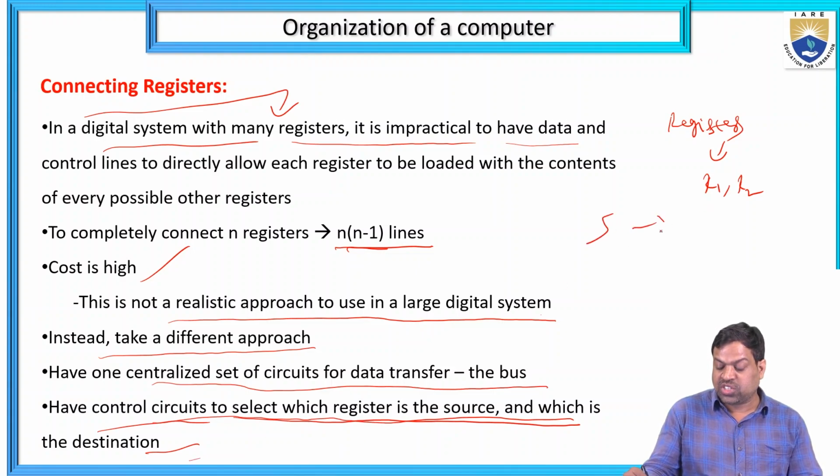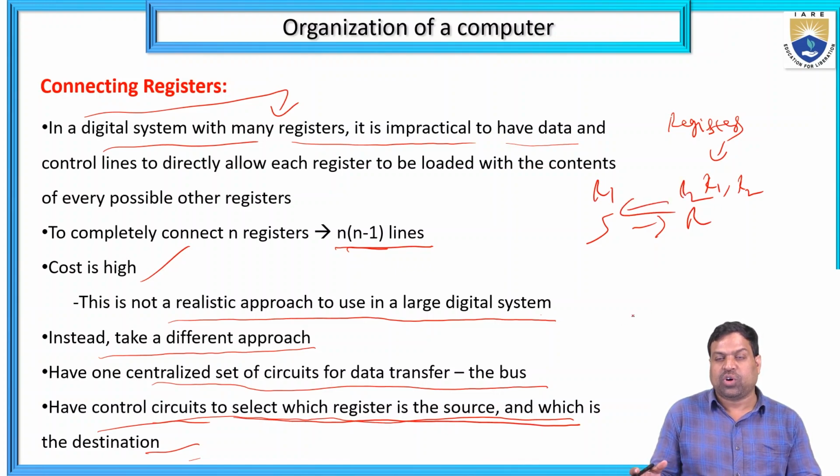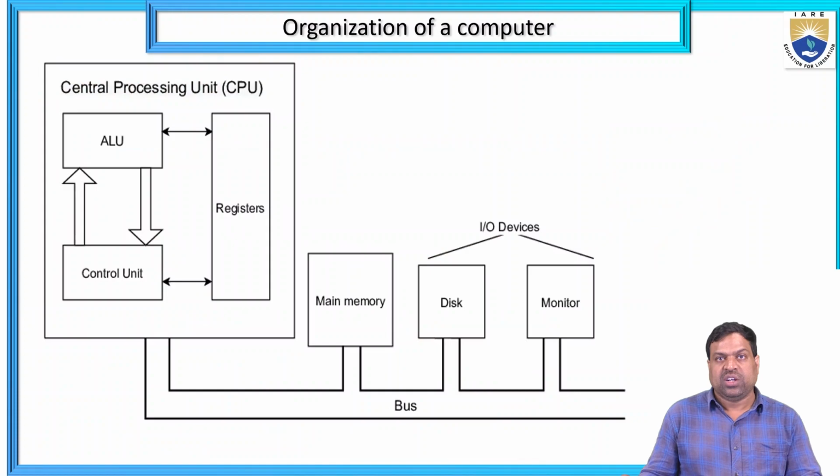Okay, the source register and the destination. Suppose I'm taking source equal to R1 and destination equal to R2, so the transfer is from R1 to R2, source to destination. But if I want to transfer from R2 to R1 now, then I have to change the source and destination again, but sometimes it is not possible to change the source and destination.